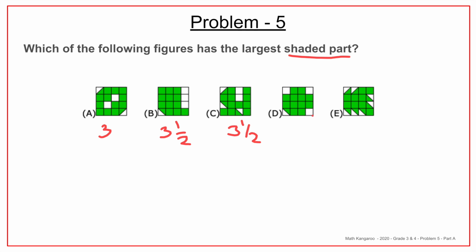We have 1, 2, 3 and a half. We make half and half: 1, 2, 3, 3 and a half. So the most unshaded area, the least one, is option A. That means option A is the one which has the largest shaded part. And this is our answer.